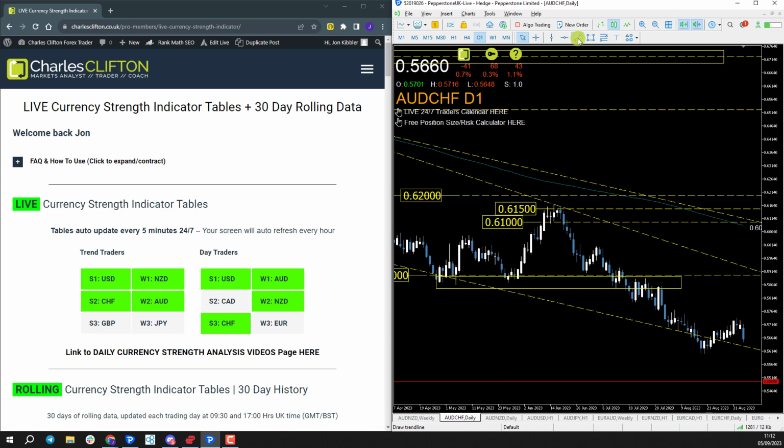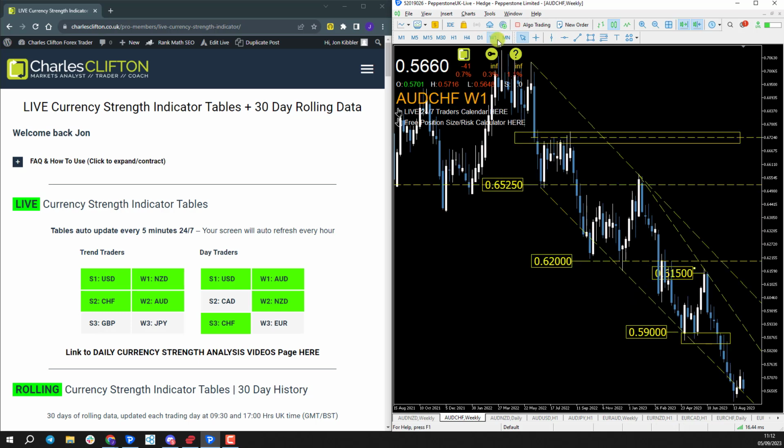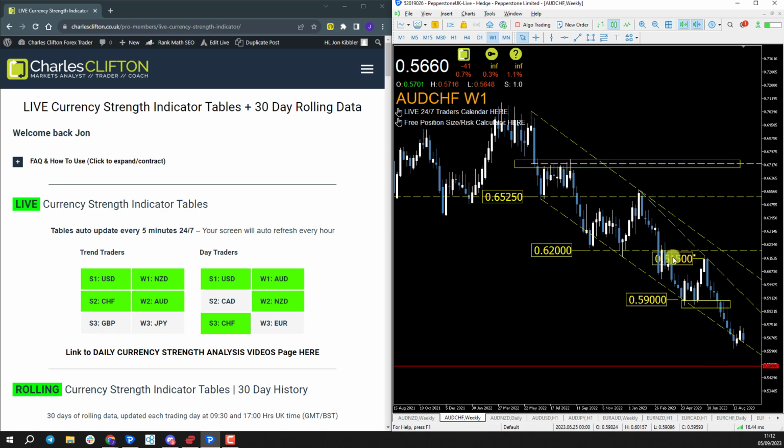So actually, I look at Aussie Swiss a lot. If we look at it from a bearish point of view and a higher time frame, if we look at it from the weekly, for instance, we've been in this long-term downward trend here. Looks like we're coming back into that potential phase where we could see an extension down.